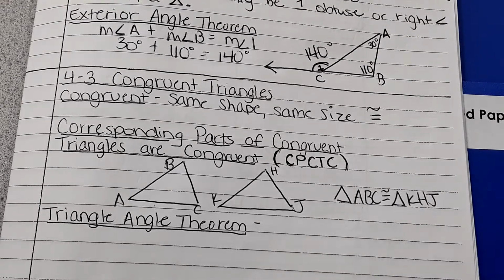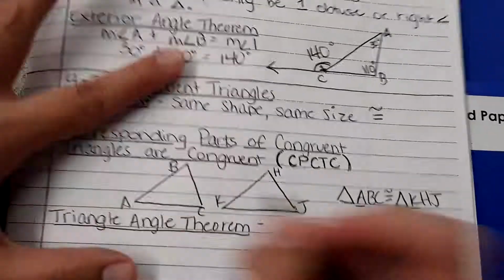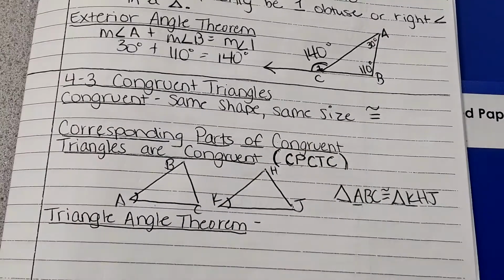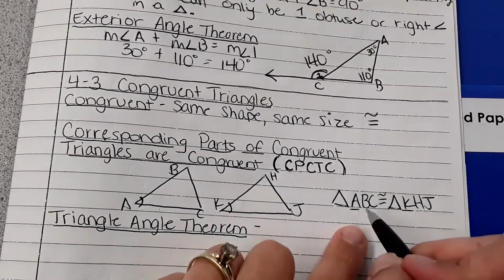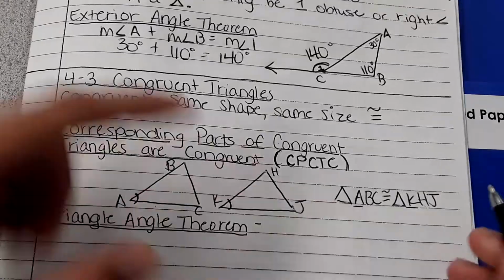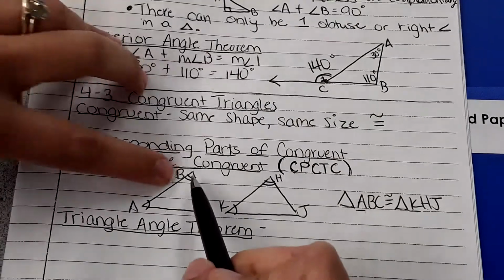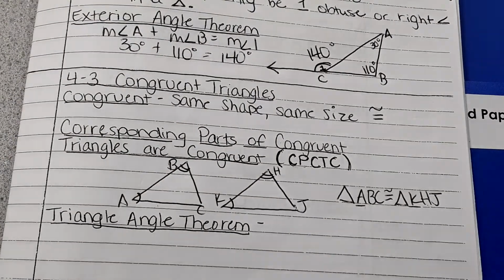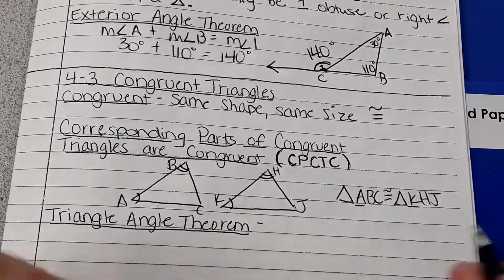Each part corresponds. For example, angle A is congruent to angle K. So if I have it written like this, I know that angle A is the same measure as angle K. I would then be able to say that angle B is congruent to angle H. And the matching number of lines on the arc mean that those are matching, they're congruent. And then C matches with J.